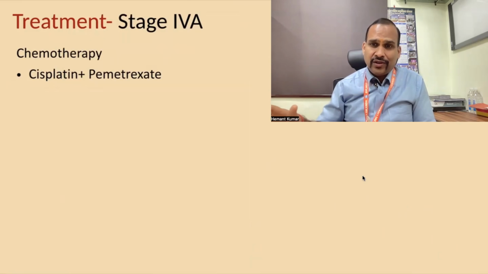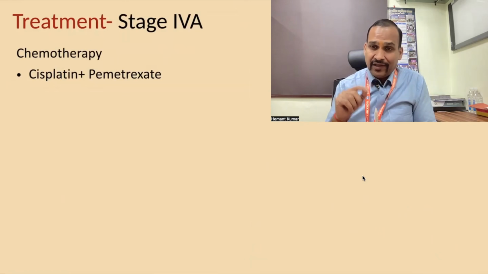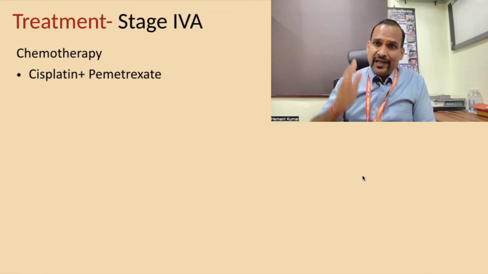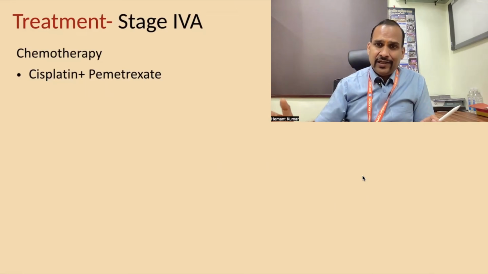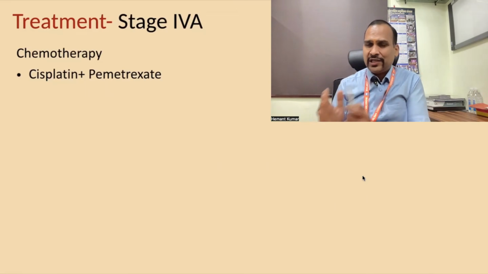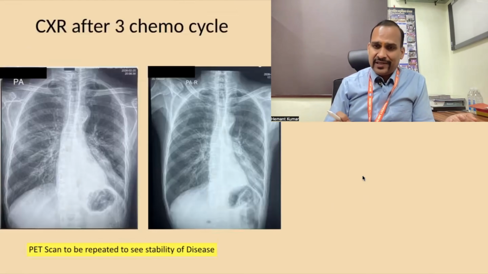Radiotherapy is ruled out. We have to treat with chemotherapy only. And in adenocarcinoma, the drug of choice is cisplatin or carboplatin with pemetrexed, one cycle every 21 days for 6 cycles, and we have to repeat a PET scan or CT scan every third cycle to see progression or stability of the disease. So we have given cisplatin and pemetrexed.